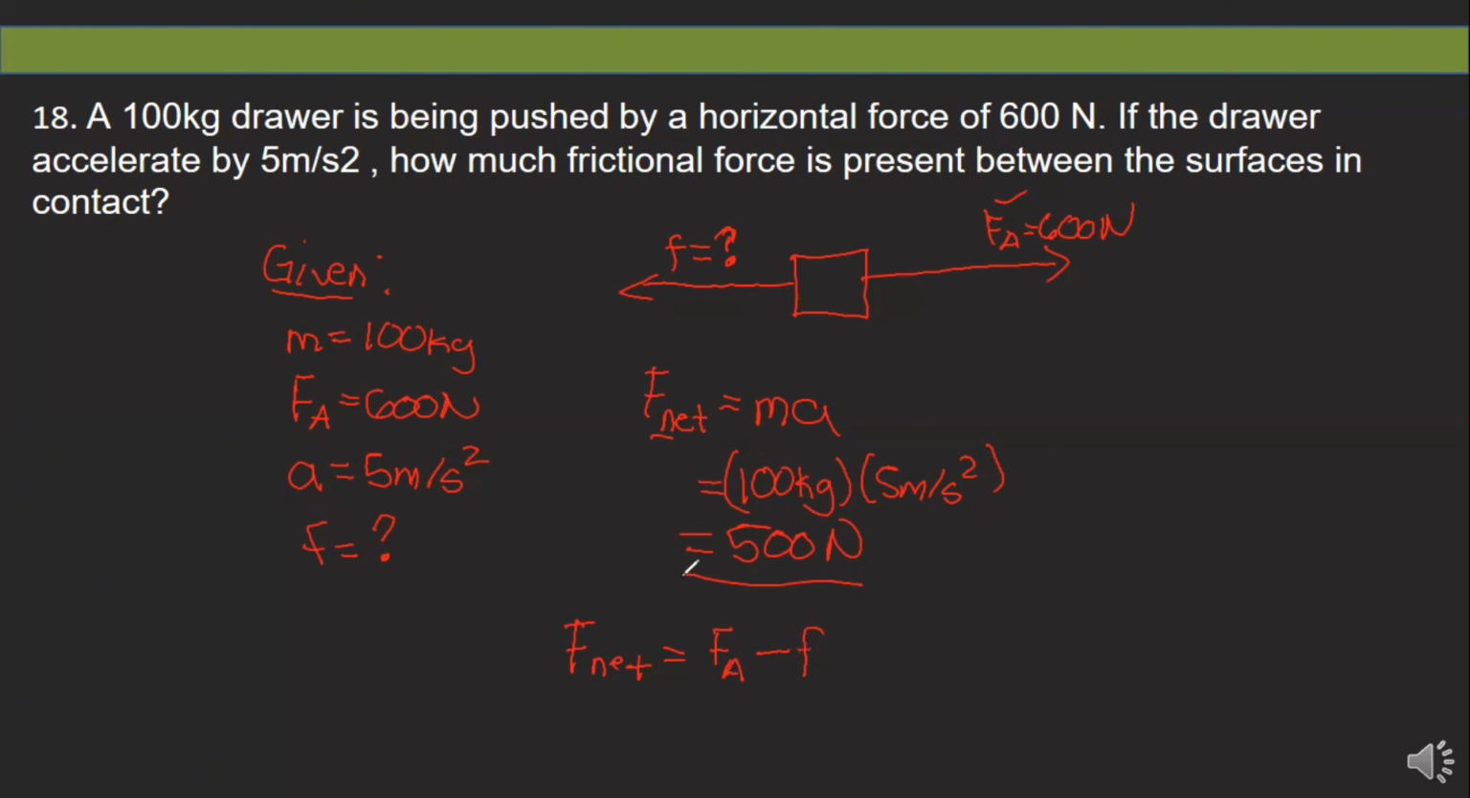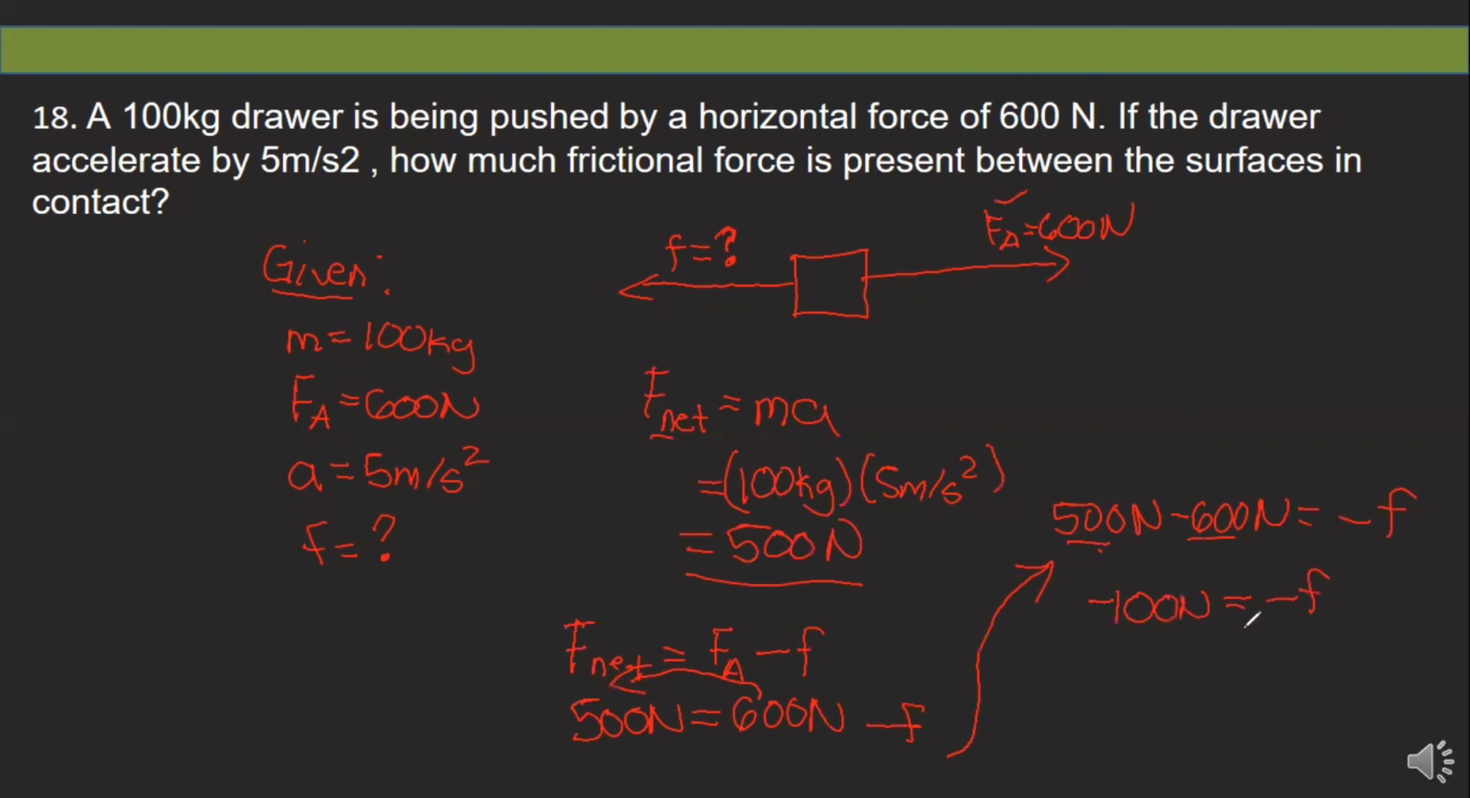Since we know the value of net force, which is 500 Newtons, kindly substitute it, equals the force applied, which is 600 Newtons, minus the friction, which we don't know and is the one that we're looking for. So let's transpose 600 Newtons to the left side. By transposing it, it will become like this: 500 Newtons minus 600 Newtons equals negative F. Okay, 500 minus 600, negative 100 Newtons equals negative F, or negative friction, divided by negative 1. So the negative 1 is being cancelled, negative, negative. So we have here 100 Newtons equals F. So therefore, the magnitude of the friction, the one that we're looking for, is 100 Newtons. So this is now the answer that we're looking for.